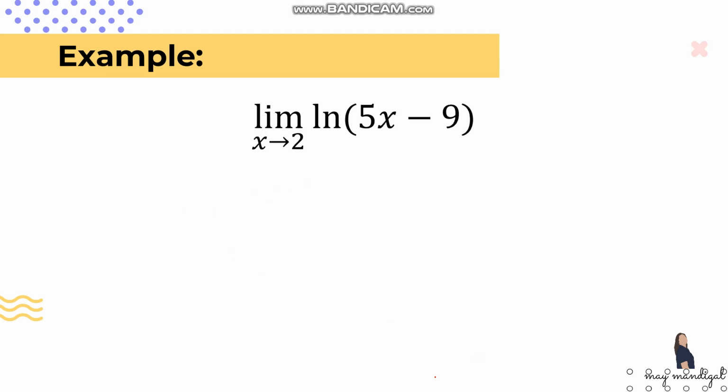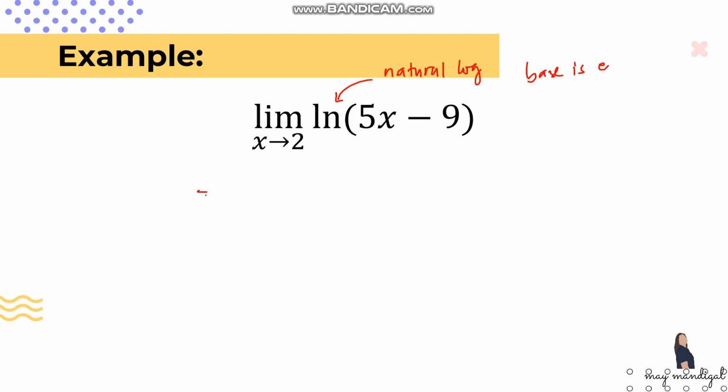Another example, let's say we have to identify the limit of ln of 5x minus 9 as x approaches 2. So this one is a logarithmic function, and as you notice, we have here ln. Now, if you see ln, that means we are having natural logarithms. And when we talk about natural logarithms, that means the base is e, or our natural number. So that is one thing that you have to keep in mind. But still, we will be applying the same rules like what we did with ordinary logarithmic functions.